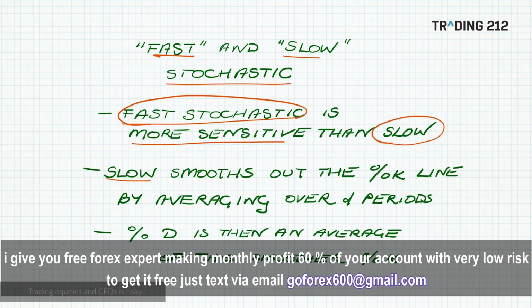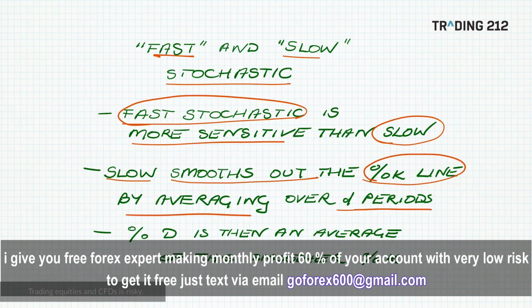The slow stochastic smooths out the percentage K line by averaging over D periods, and the default for D is 3 in Trading 212's app. In other words, the percentage K line for the slow stochastic is actually like the percentage D line in the fast stochastic. And then we average this value again over a number of periods, usually 3 again, to get our percentage D for the slow stochastic. So percentage D for the slow stochastic is then an average of this smoother percentage K.